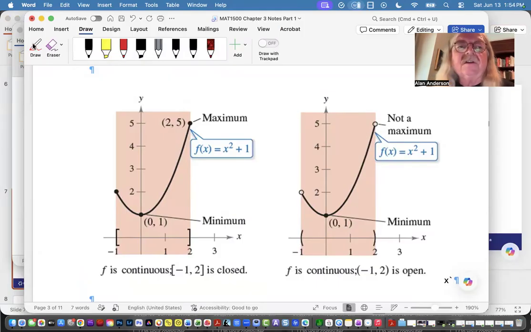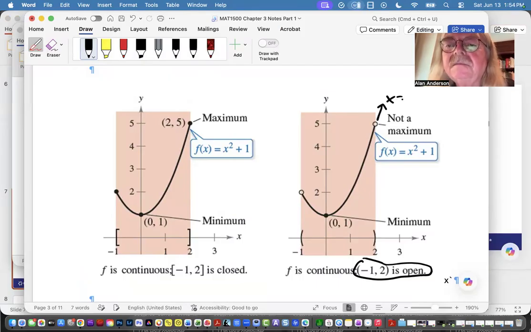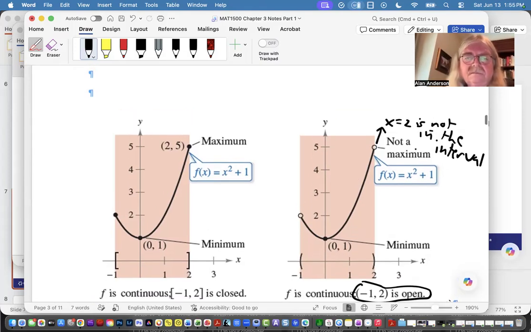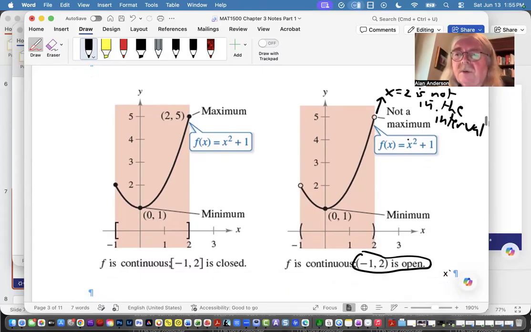In other words, the interval itself is open. So 2 itself is not actually in the interval. So while it does have a maximum, it's not the endpoint. Okay. Because that is not part of the interval.